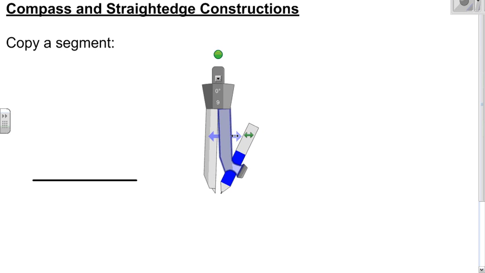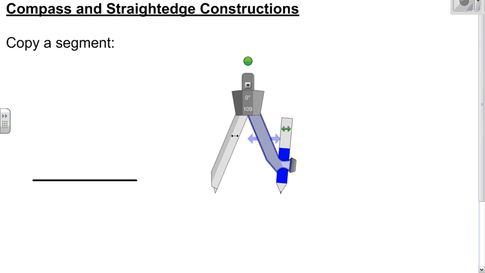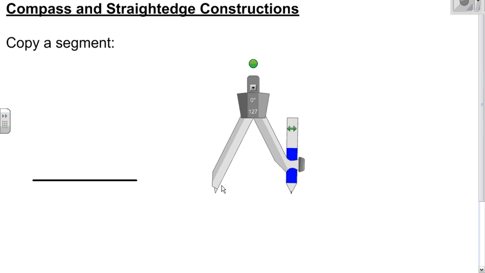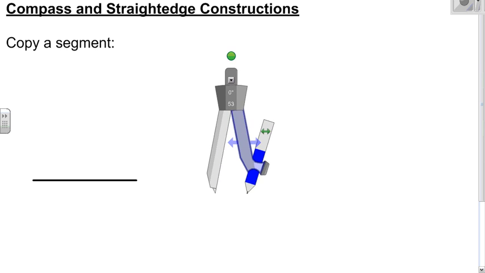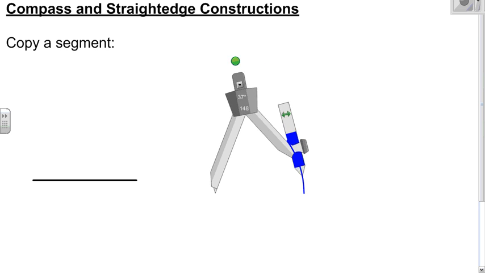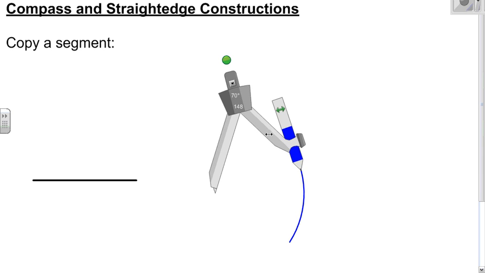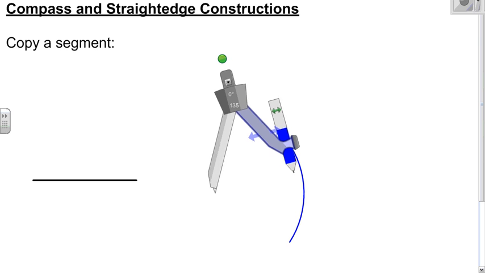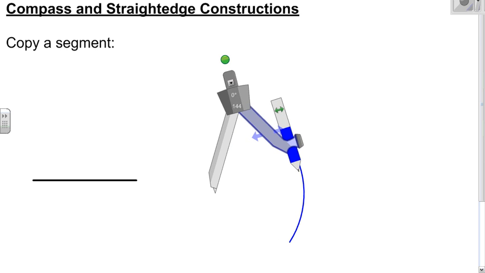I can change the spacing of my compass. I can use it to draw curves and arcs. The main difference is mine actually gives me a degree measurement, and this number represents the spacing. Most physical compasses don't do that.